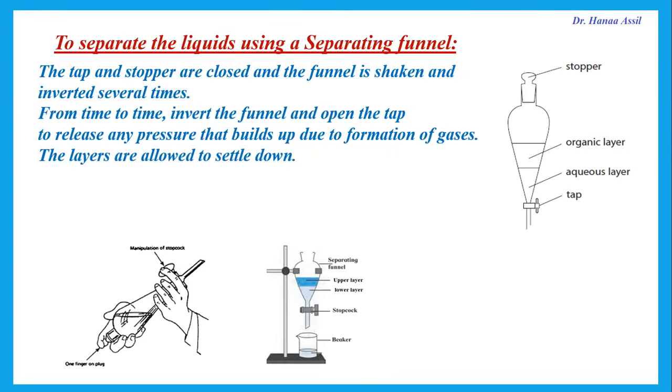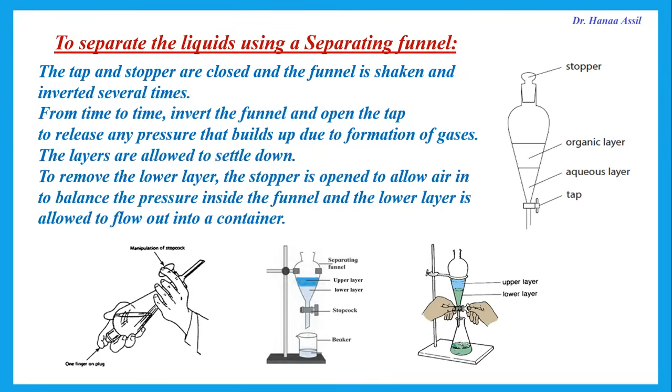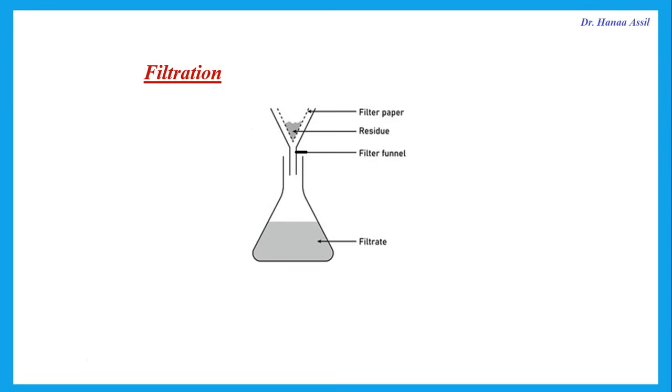Then we're going to leave the layers to settle down, so allow the layers to settle down, and then we need to open to release the lower layer first, but before we do that, we should remove the stopper. So the stopper is opened to allow air in, to balance the pressure inside the funnel, and then the lower layer can be allowed to flow out into a container. Close the tap, put another container, and allow the upper layer to go into the second container. So this is how we use a separating funnel.